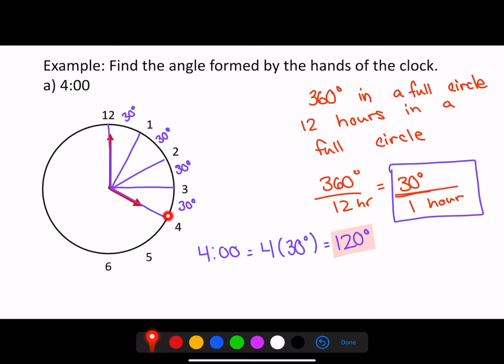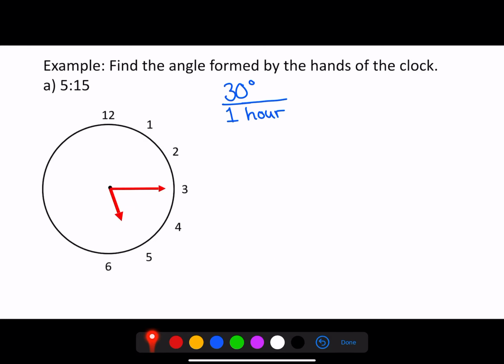So therefore, the measure of this angle between the hands on the clock is just 4 times 30, because again, we have 4 30s here, which would give us 120 degrees. Now, sometimes it's not perfectly on the hour hand, and we need to calculate how much that's traveled past the hour hand. So that's similar to this question.